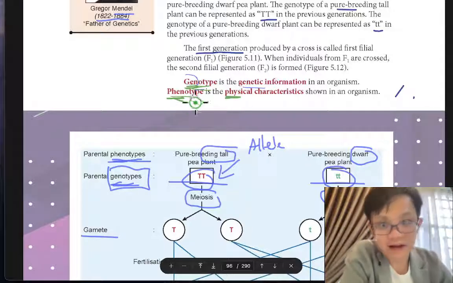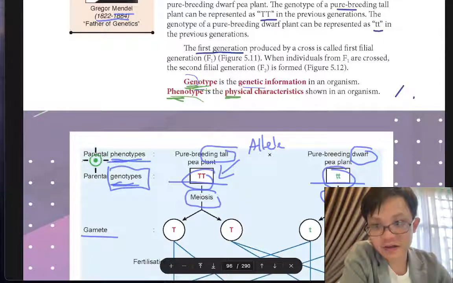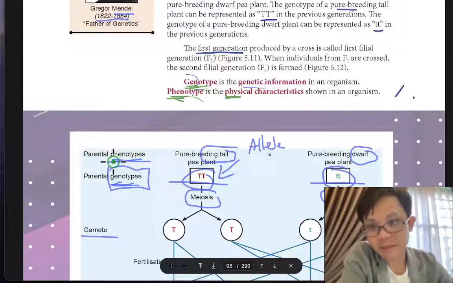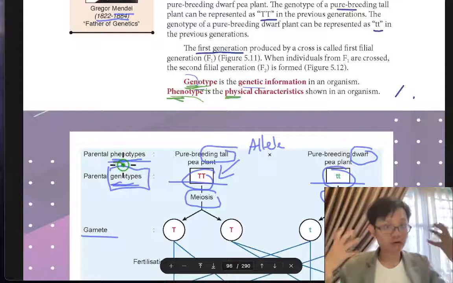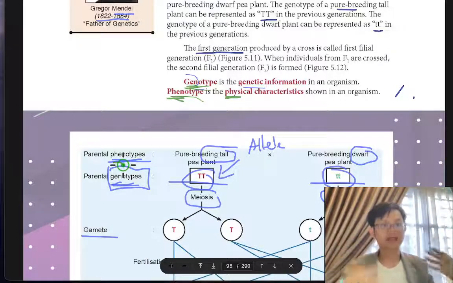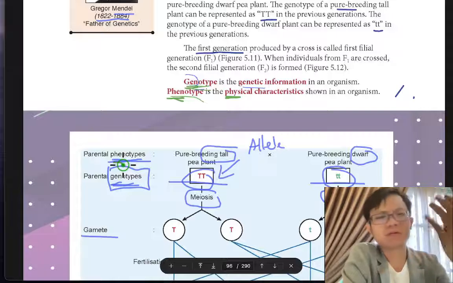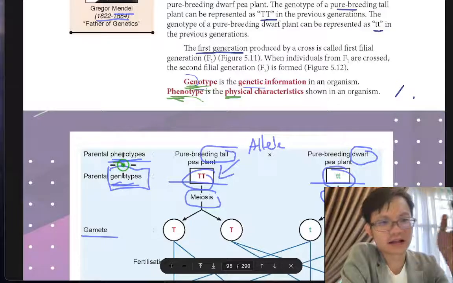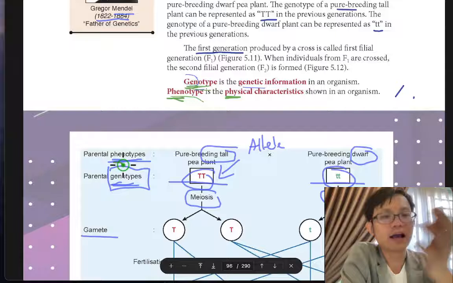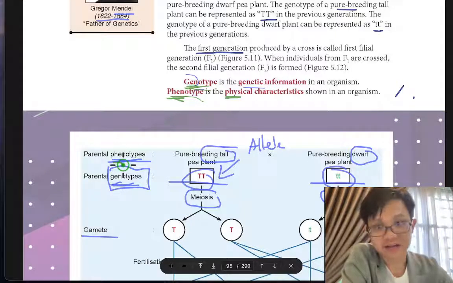So what are the physical characteristics? We can look at, for example, the phenotype. If you know physical, something that I can touch, right? Usually in the question it will be blue eye, black eye, long hair, short hair, tall, short, yellow skin, black skin, whatever. It's a physical characteristic in the organism, and genotype is G for gene, the genetic information.